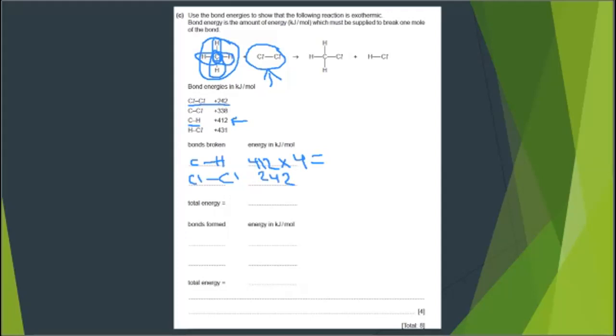So then we need to do the same thing for the bonds that are formed, which is the carbon-hydrogen, right? And the carbon-chlorine, right? These are the bonds that are being formed. Also, you have a hydrogen-chlorine bond, right? Those are the bonds that are being formed.